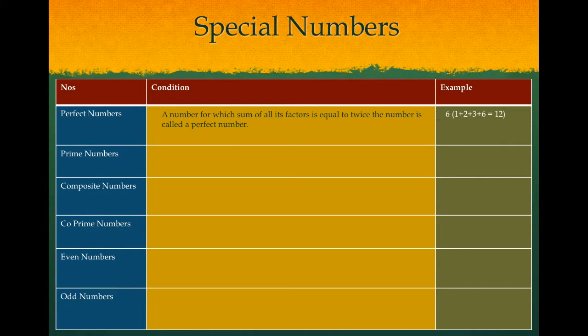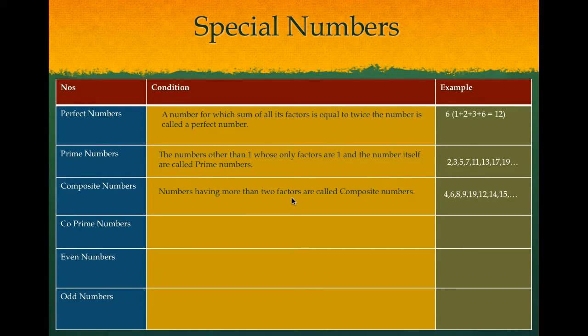Next, prime numbers. Any number other than 1 whose only factors are 1 and the number itself is called a prime number. So these are examples of prime numbers. All these numbers have factors only 1 and the number itself. But remember, 1 is not a prime number and 2 is the smallest prime number and is the only even prime number. Composite numbers are the numbers which have more than 2 factors. So it is basically the opposite of prime numbers.